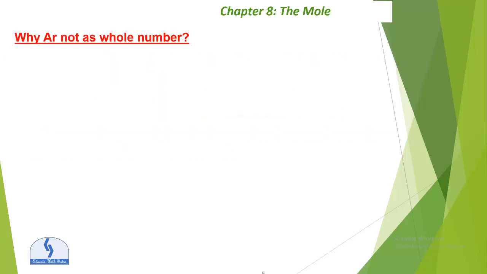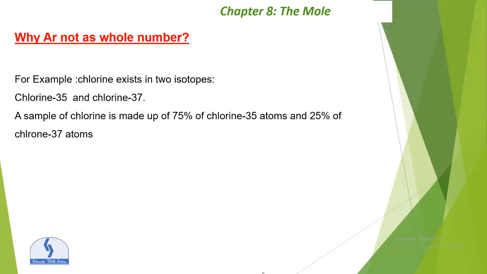Why is relative atomic mass not a whole number? The reason is that some atoms exist as a mixture of isotopes. This is the main reason. For example, chlorine exists in two isotopes, chlorine-35 and chlorine-37. The question is: a sample of chlorine is made up of 75% chlorine-35 atoms and 25% chlorine-37 atoms.